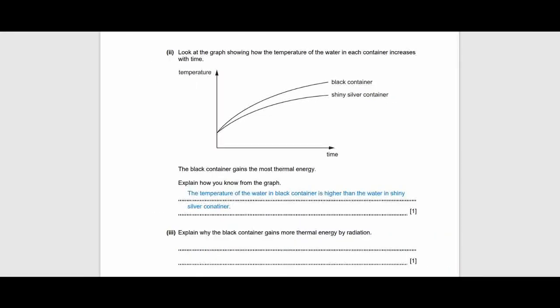Next question. Now we are in question 3B part 3. Explain why the black container gains more thermal energy by radiation.